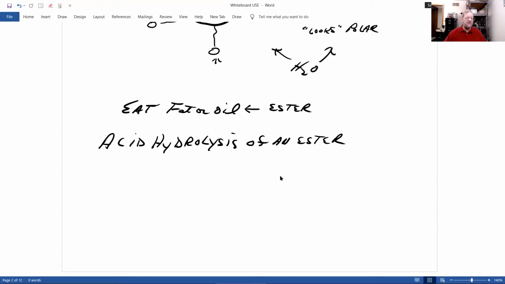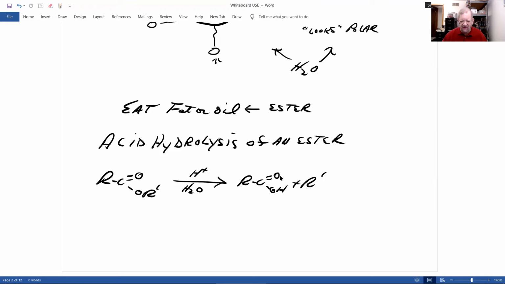And the general reaction you should know, you learned for test number 3. Take an ester, react it with acid and water, you get back the carboxylic acid you would have used to make that ester, plus the alcohol you would have used. And that's what happens when you eat a fat or oil. And that's how you describe it with words and with a general reaction.